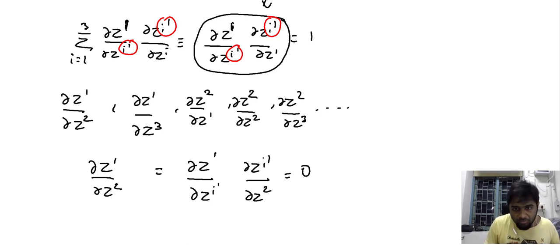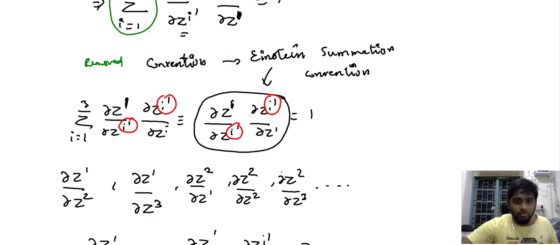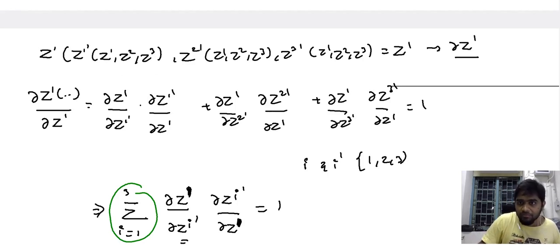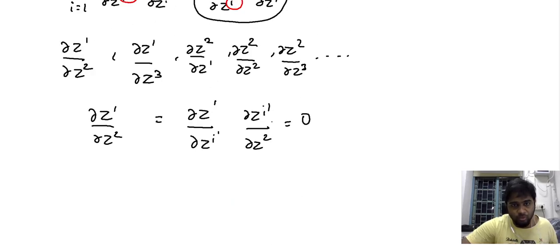This would be equal to 0. So when you consider this expression here, if you consider the partial derivative of z1 with respect to z2, then the term on the right hand side would turn to 0. So that is essentially what we have written here.